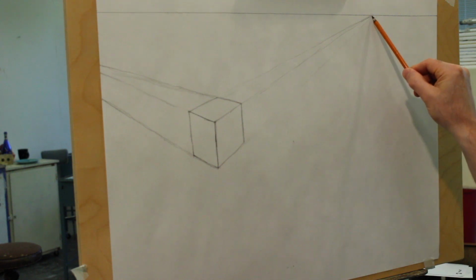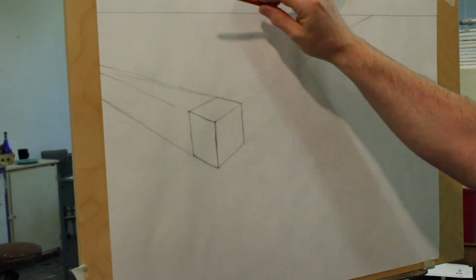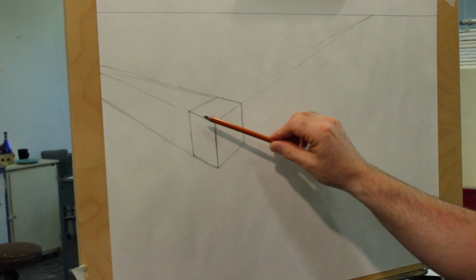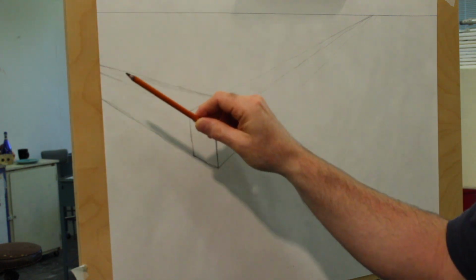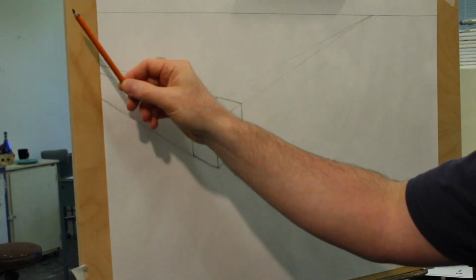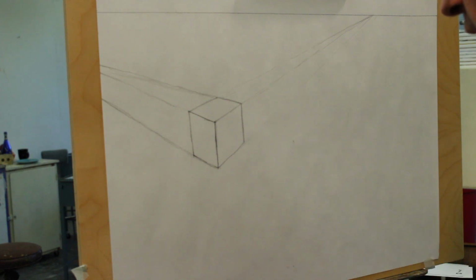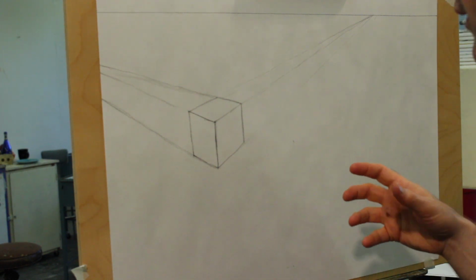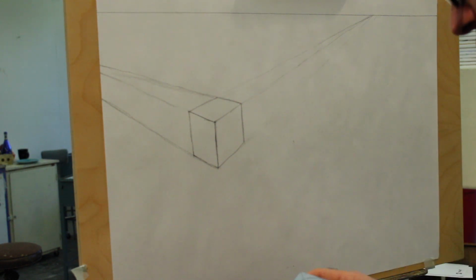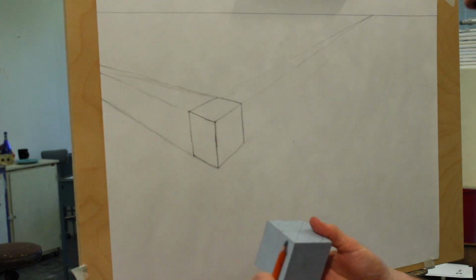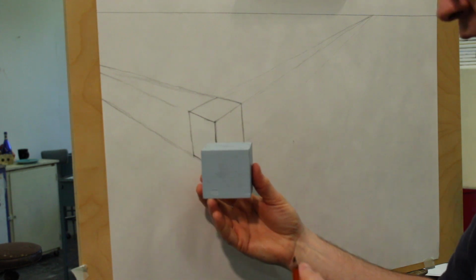We have the one vanishing point here on our horizon, which is on the page. The other vanishing point is off the page, and it's on the horizon. Now, 3-point perspective governs your verticals. So what I want to do here is show you guys a block.